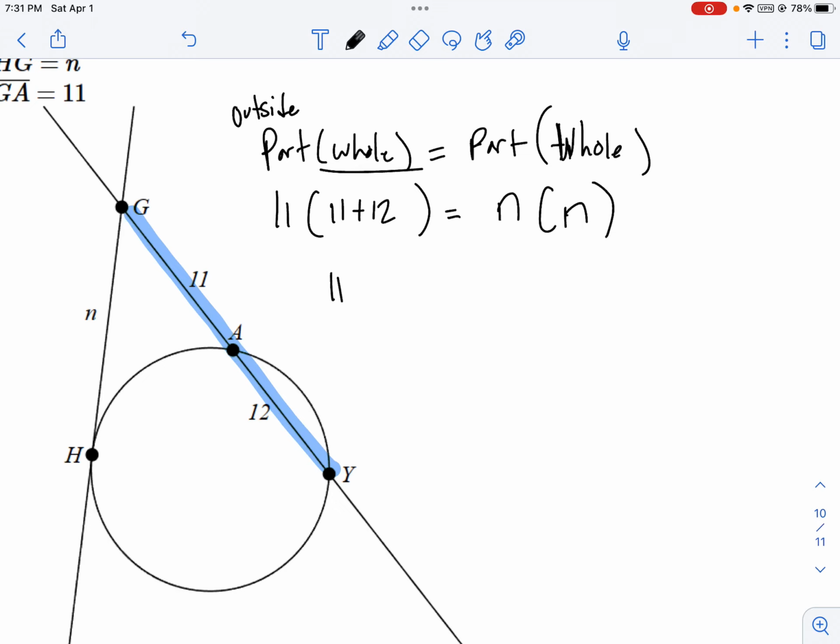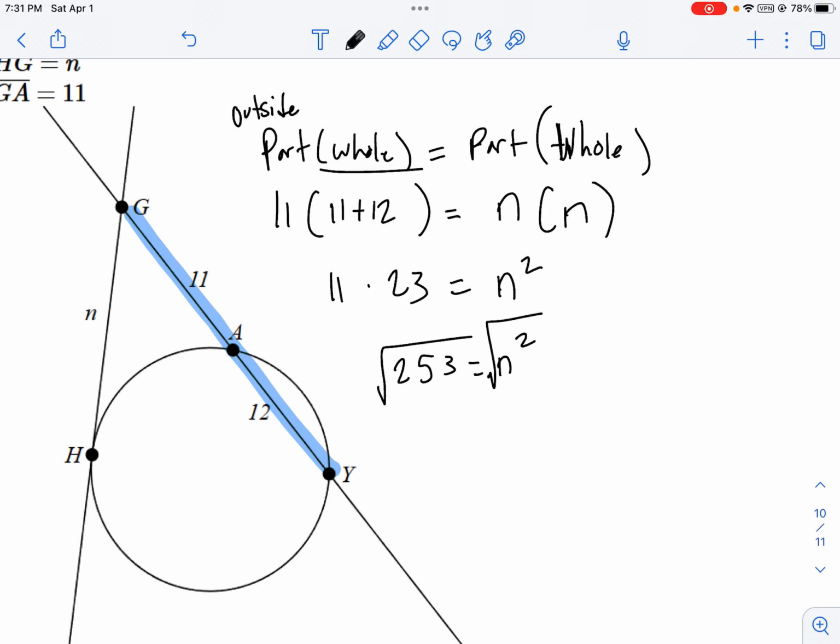Alright, so first off, 11 and then 11 plus 12 is 23. So we have 11 times 23 equals n times n, which is n squared. Alright, so 11 times 23 is 253 equals n squared. Now if we want to solve for n, we gotta get rid of that square. How do we do it? Square root. Take the square root of both sides.